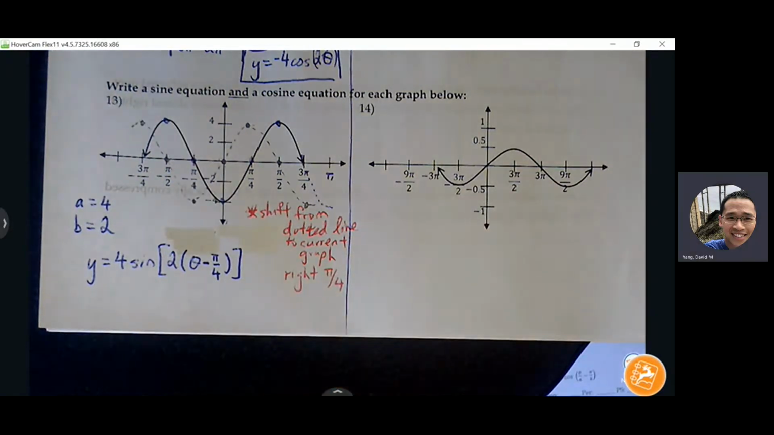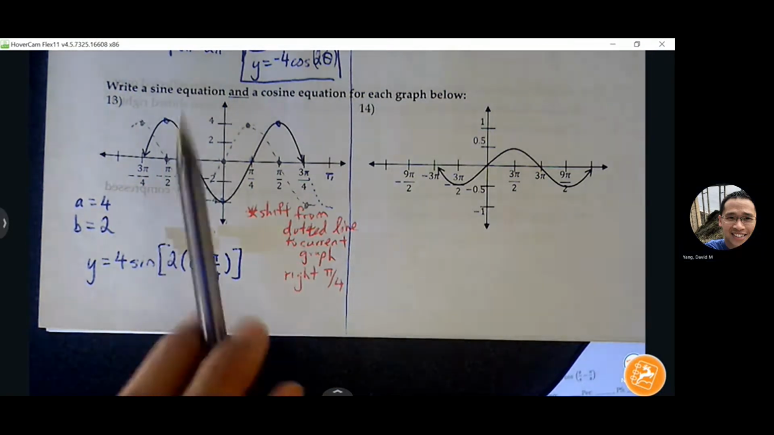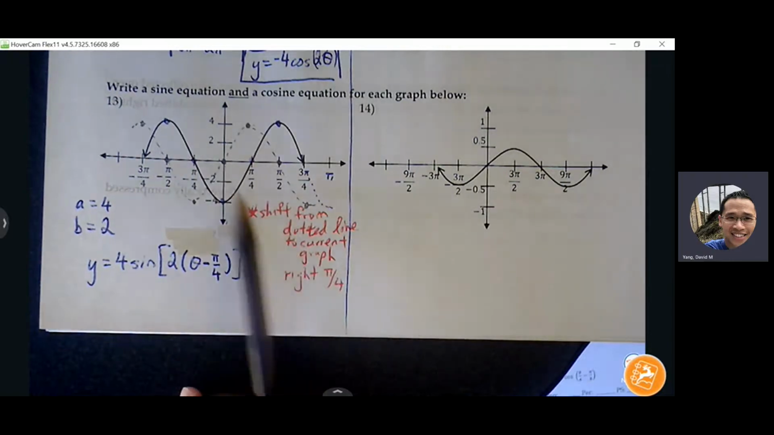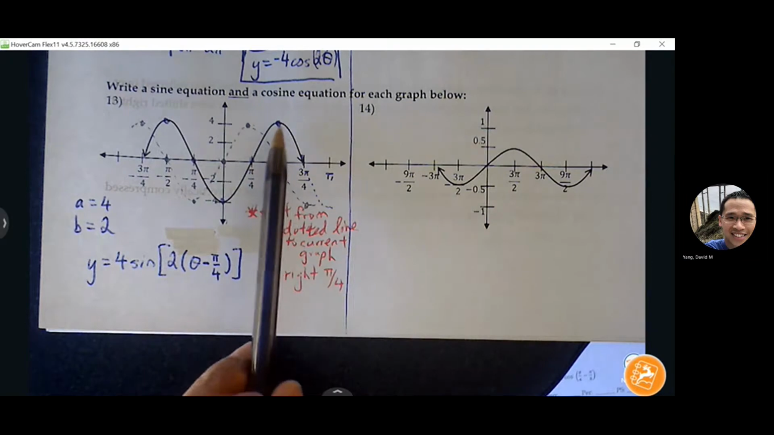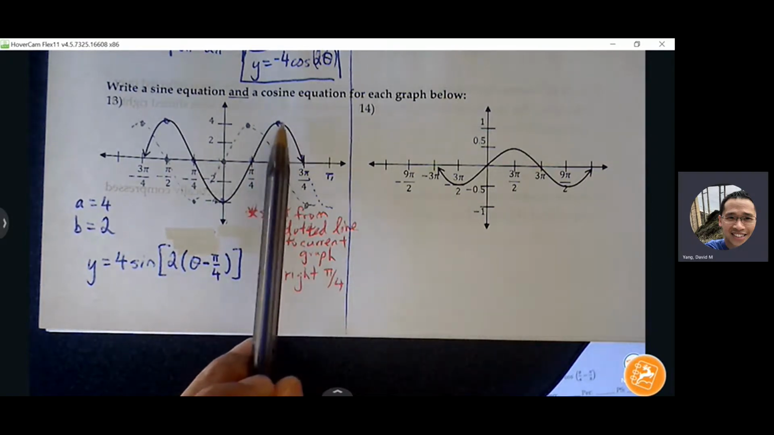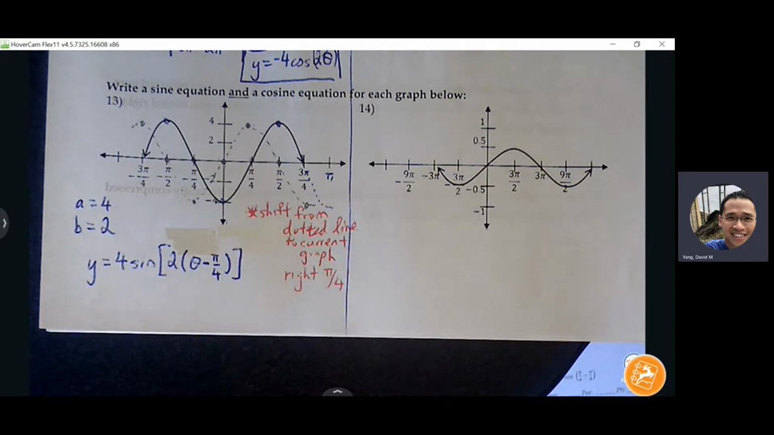A common thing that I saw last year on the test is that the tendency is for students to want to start with the graph and try to work it to the dotted line, but it's the other way around here. I want to make sure that we create the imaginary dotted line graph first, and then figure out how to get that imaginary graph to turn into the graph that is given to me. So dotted line to current graph. Figure out the phase shift from the imaginary graph to the real graph.